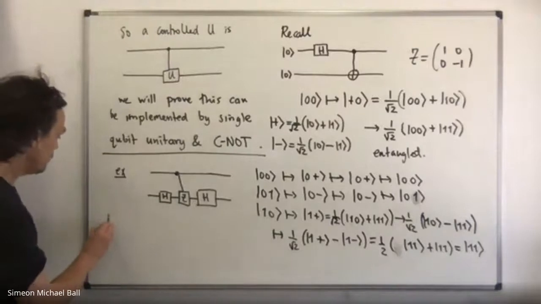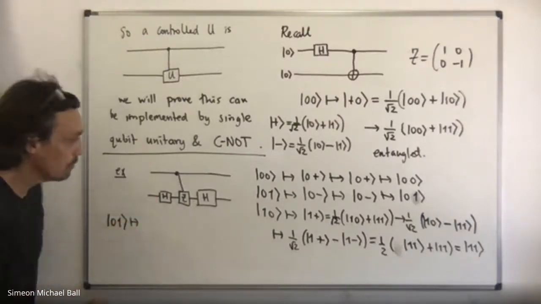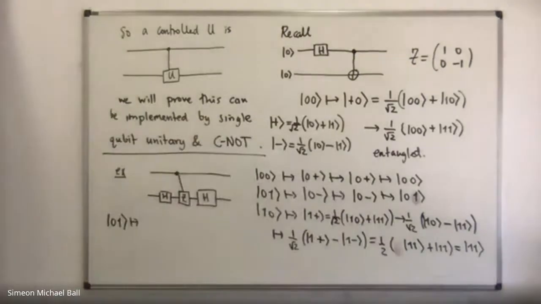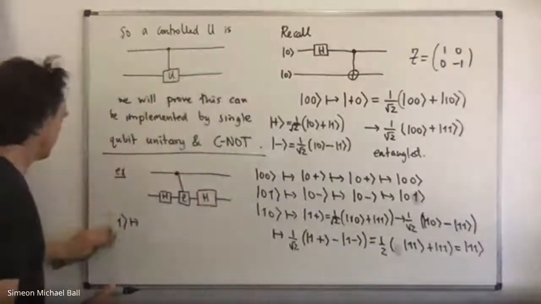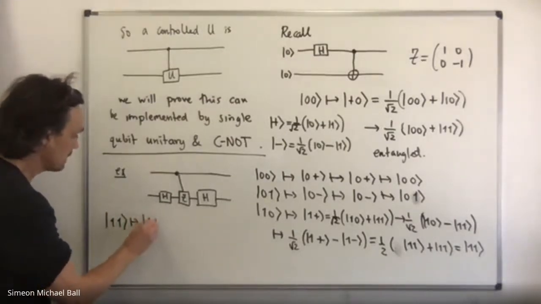And then the final one is 1,1, which is going to go with the Hadamard to a 1 plus.